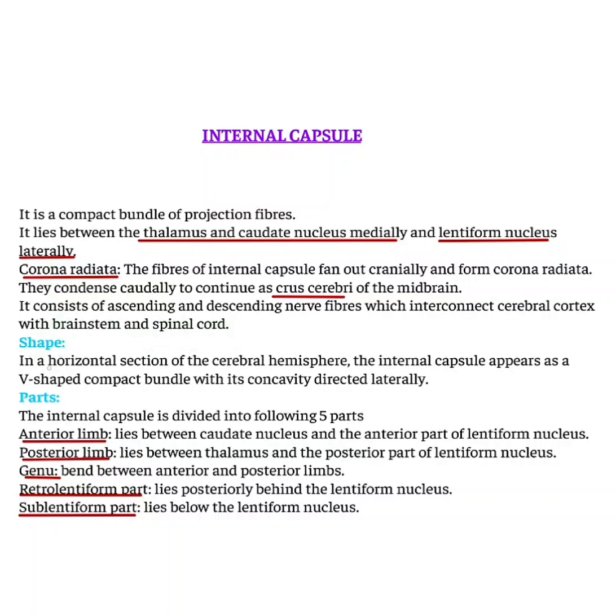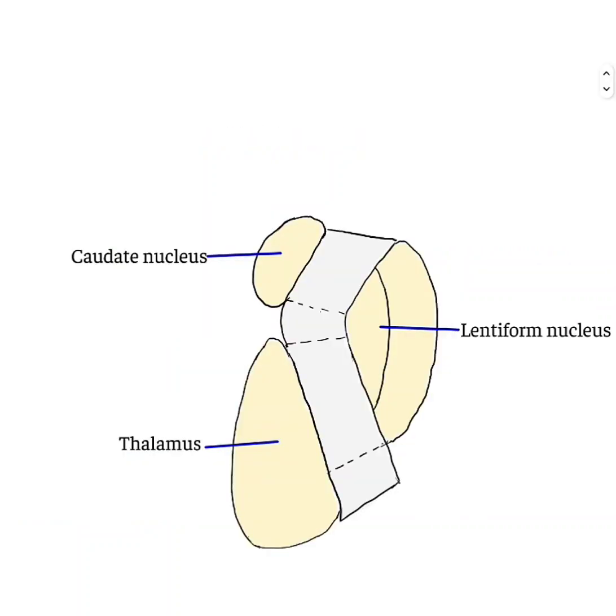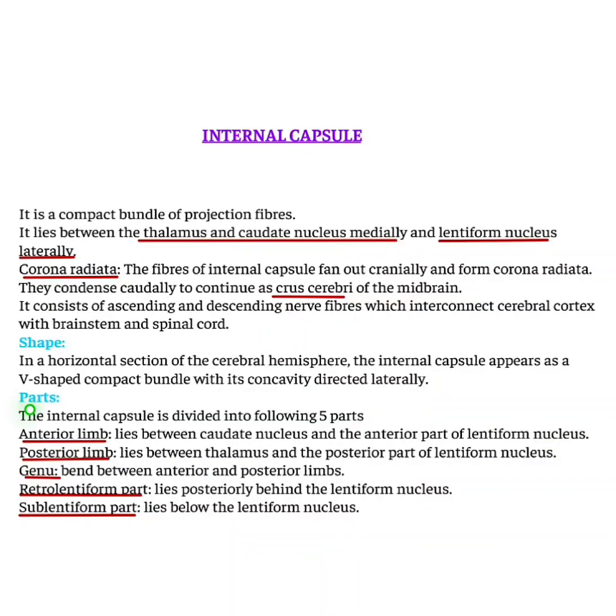Shape. In a horizontal section of the cerebral hemisphere, the internal capsule appears as a V-shaped compact bundle with its concavity directed laterally. Now let's see the parts.